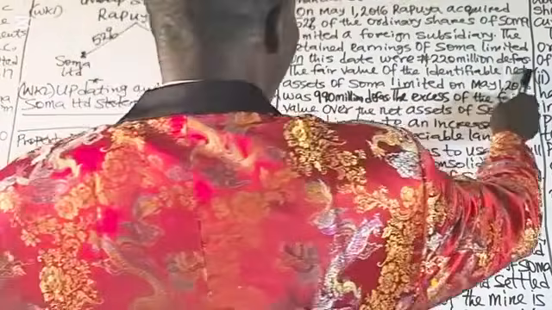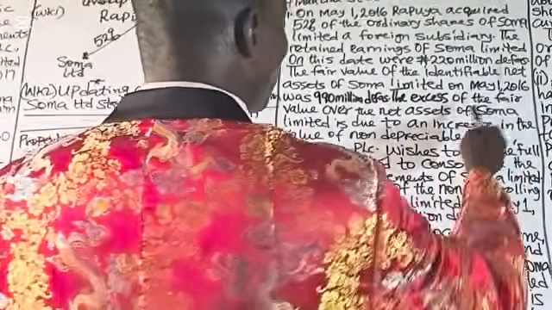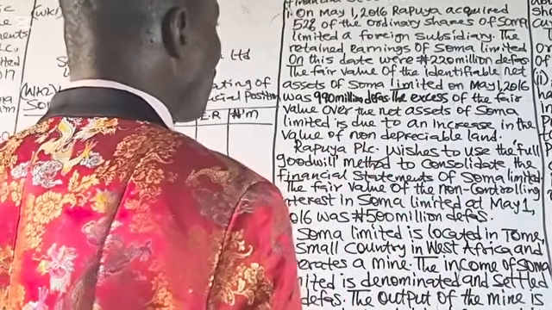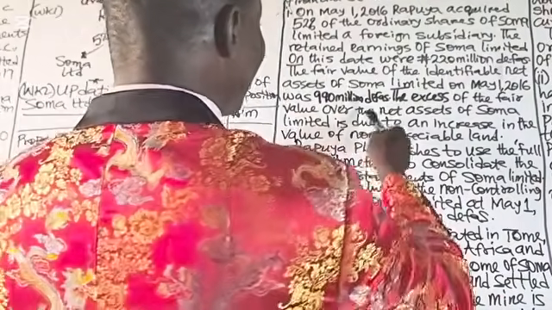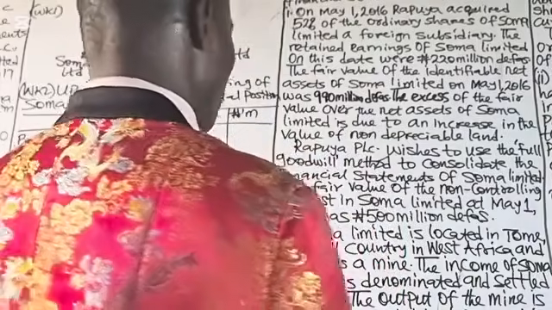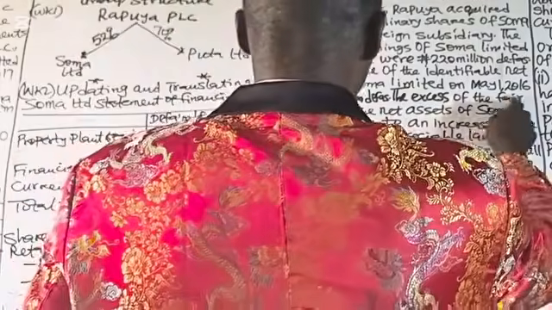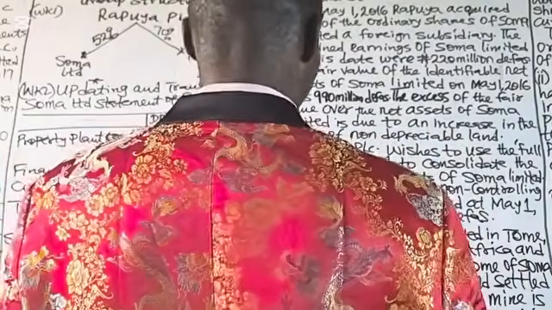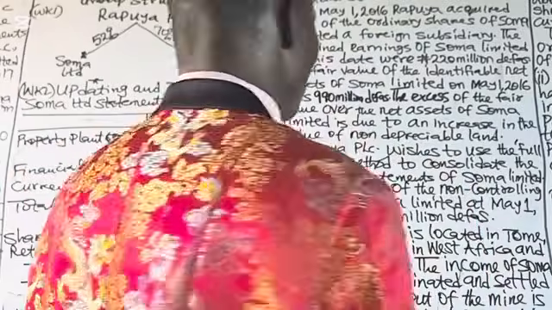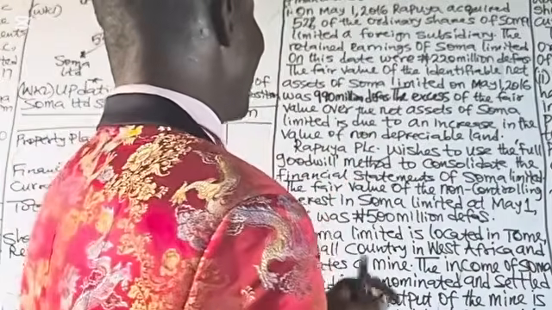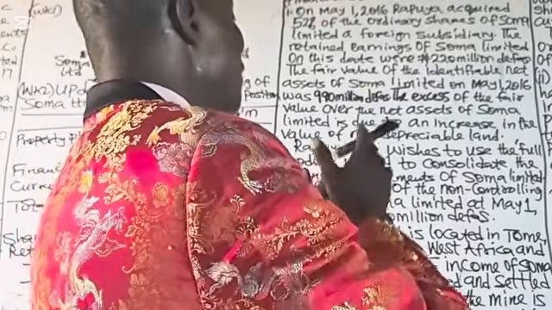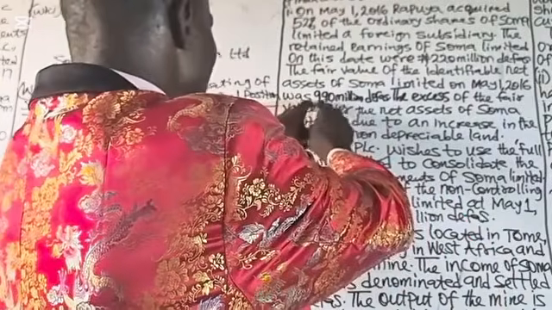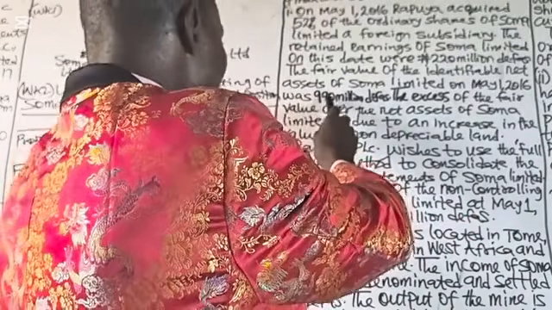The fair value of the identifiable net asset of Soma Limited on May 1st, 2016 was 990 million. That is the fair value of Soma Limited net asset at the date of acquisition. And you were told the excess of the fair value over the net asset of Soma Limited is due to an increase in the value of non-depreciable land. So we need to have the summary of Soma Limited net asset in order to get the fair value gains that will be attributable to non-depreciable land they were referring to. Remember, the total fair value of net asset amounted to 990 million naira.